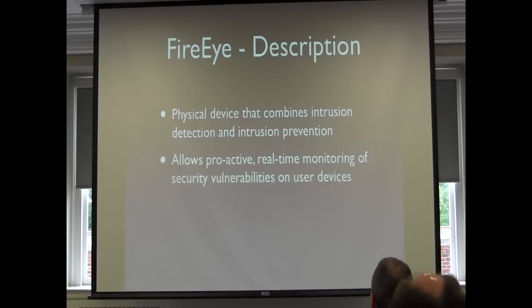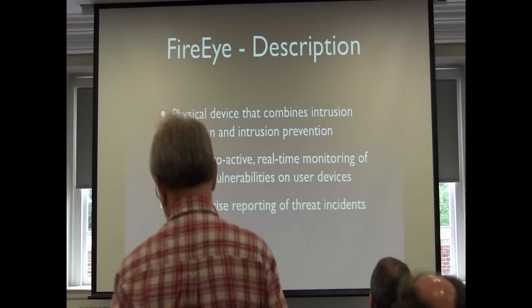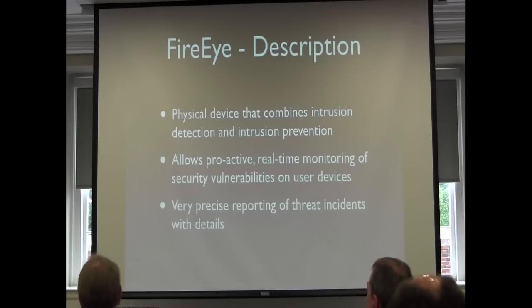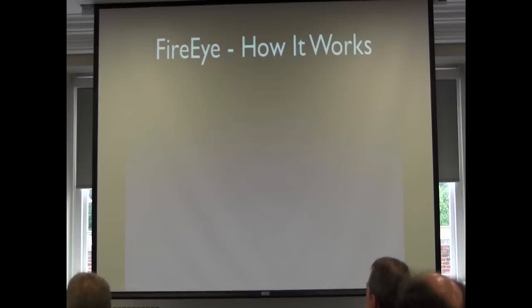Now, this is a device that scans user devices, meaning desktops and laptops. We're not really concerned about servers here. We're really more concerned about what's happening on the user's personal machines and their workstations. And it's got very precise reporting of threat incidents with details. I'll show you the console at the end of this, so you get a better idea. But it gives us a very good idea of exactly what's happening, what's coming into our network, and hopefully what we can keep from going out of our network.